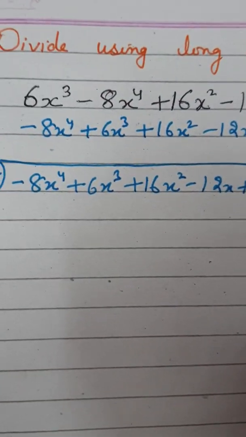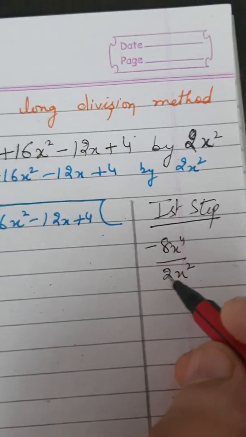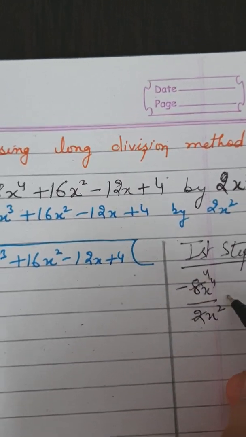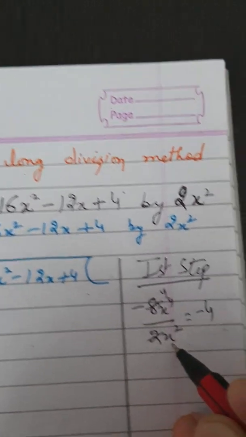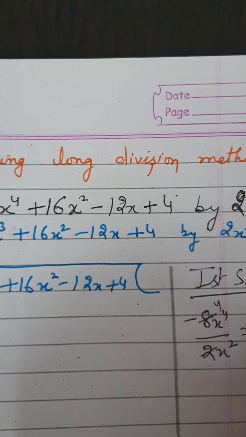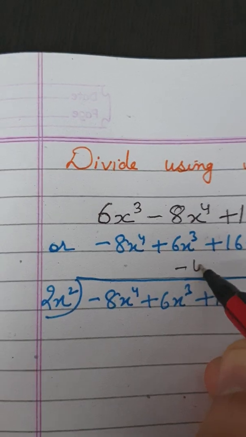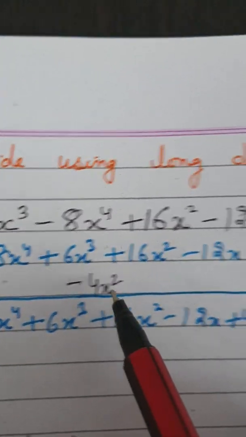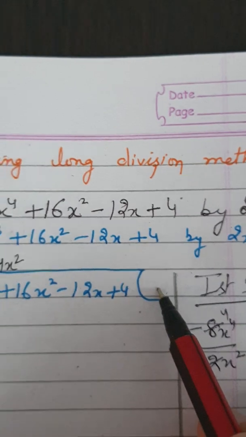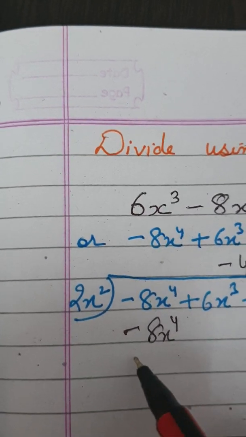Taking the first term, that is minus 8x raised to power 4 over 2x square, do its cutting. Minus 4, and for the variables x raised to power 4 and x square, the solution is x square. So this is the first term of my quotient. Either we can write it here or we can write the quotient here. Now this minus 4x square, when I multiply with 2x square, becomes minus 8x raised to power 4.